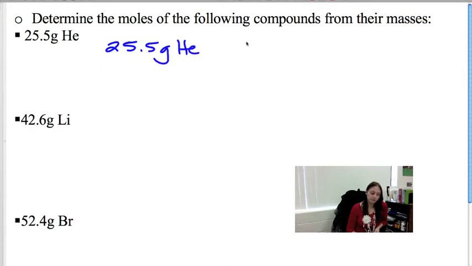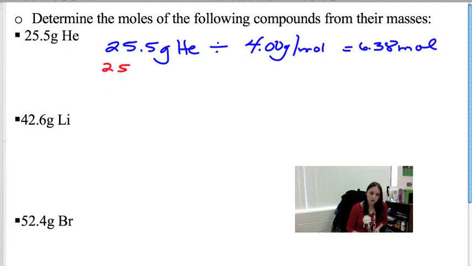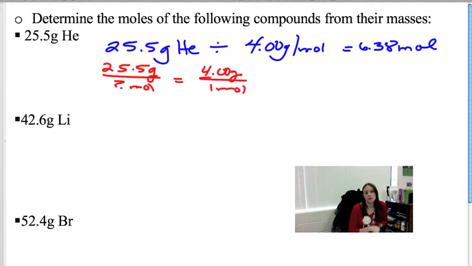I look up on the periodic table, and I see that there are 4 grams per mole. Well, if I have 25.5 grams and 4 are in 1, I'm going to divide. 25.5 divided by 4, I should get 6.38 moles. Again, you can just do a ratio if that's better. 25.5 grams, I want to know how many moles. That's equal to 4 grams in 1 mole. And you still would cross multiply, and then you end up dividing by 4, because 25.5 times 1 divided by 4.